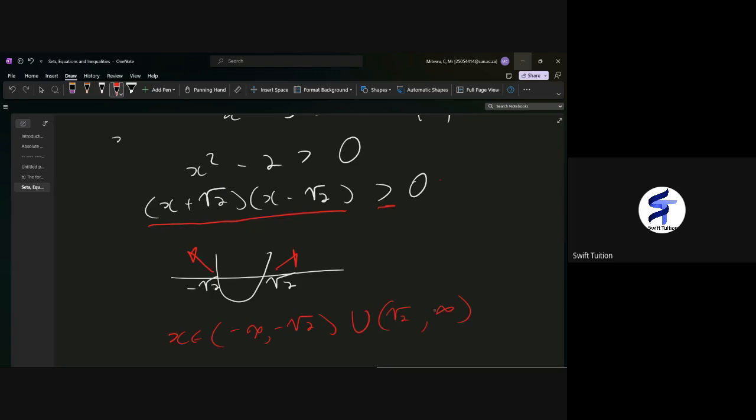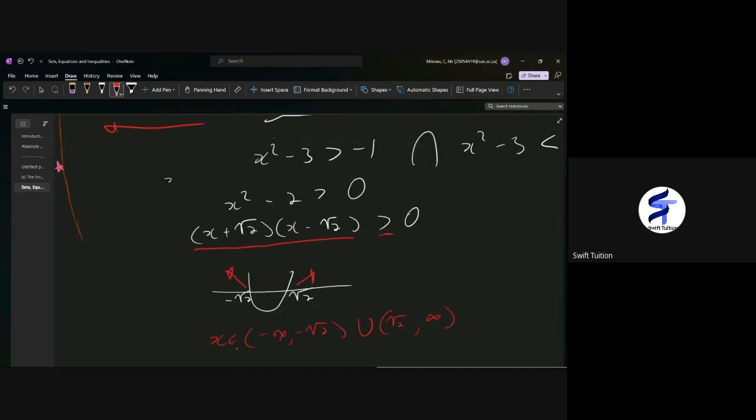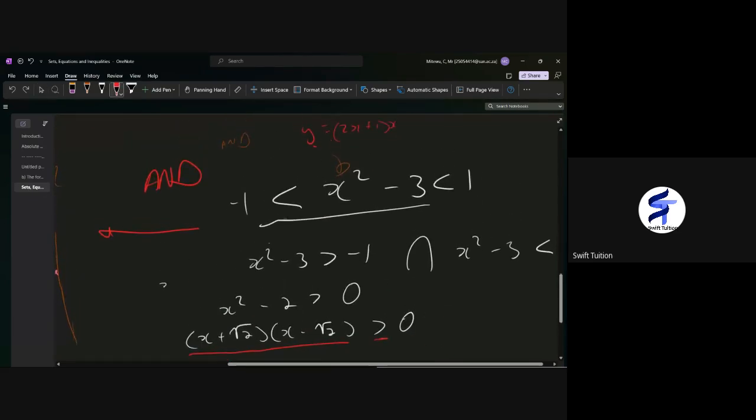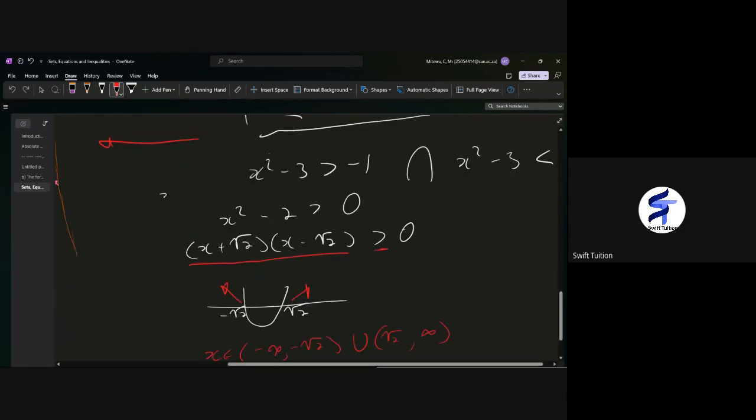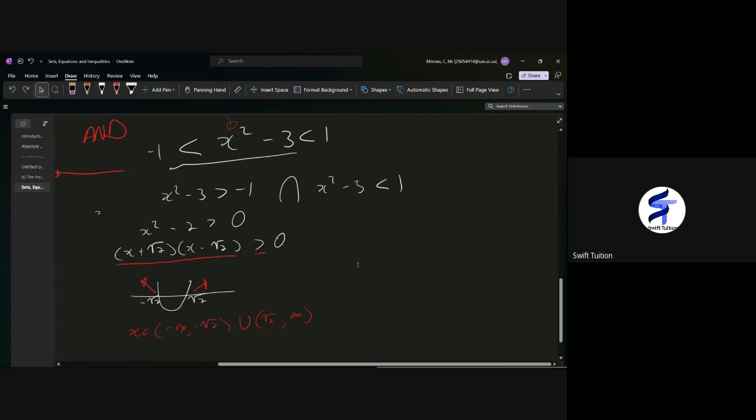Now you need to be careful. This can't be your final answer, because what does this say? This is basically saying that x squared minus 3 is greater than negative 1, which is true. But at the same time that x squared minus 3 is greater than negative 1, x squared minus 3 also has to be less than positive 1. So we need to do that side as well to have the full answer.